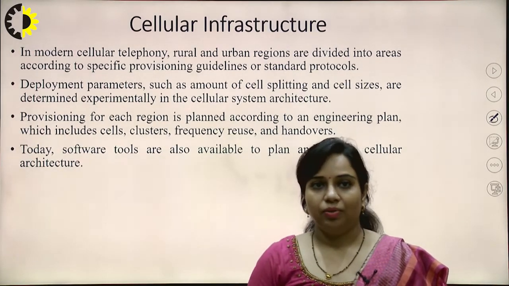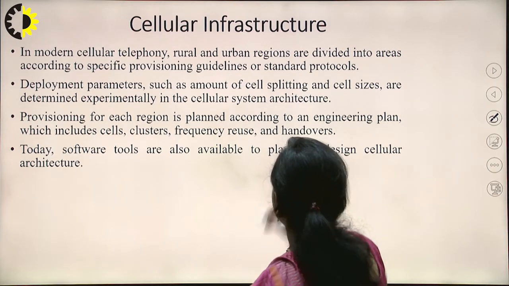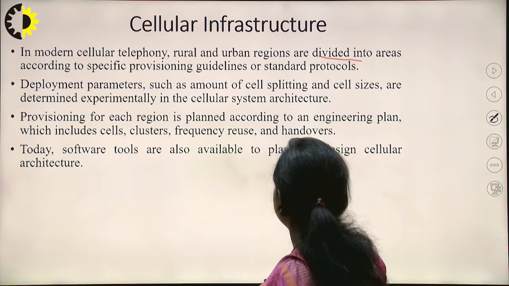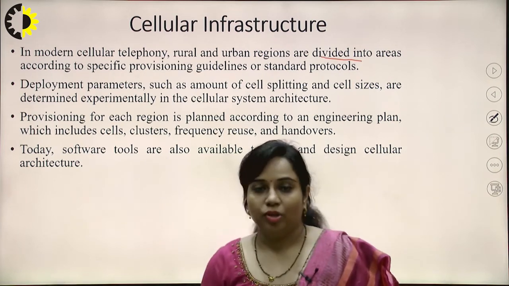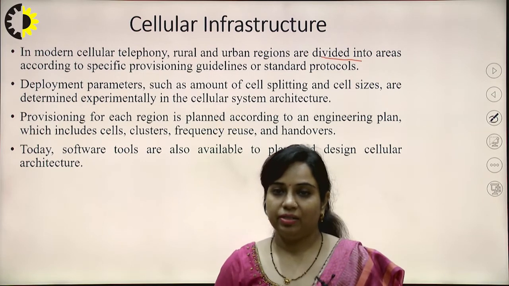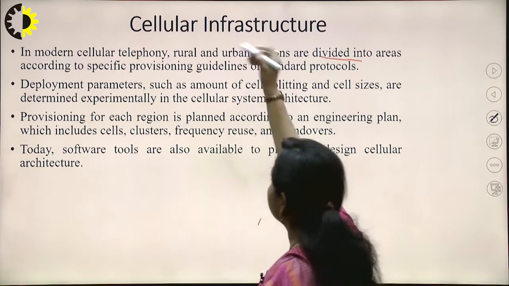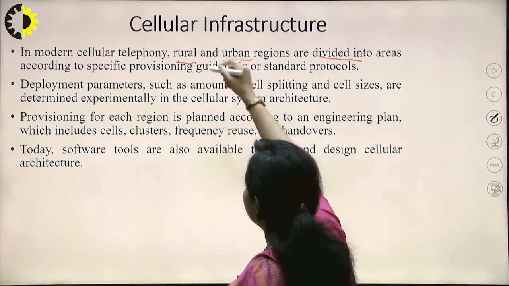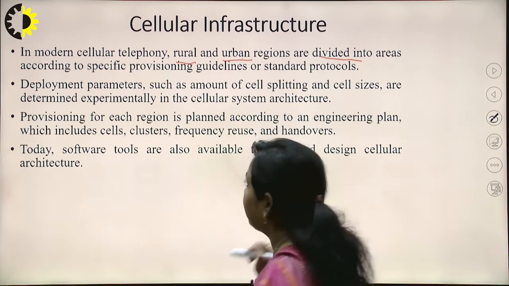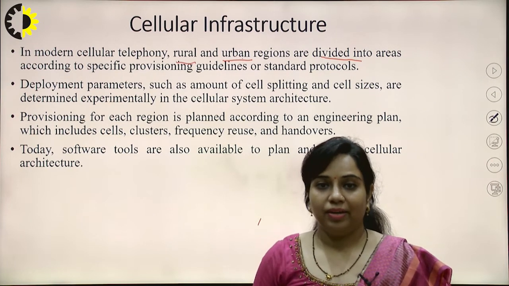Now, next is the cellular infrastructure. In modern cellular telephony, rural or urban regions are divided into areas according to specific provisioning guidelines or standard protocols. The first thing is that any geographical area is divided depending on its population. That's why the two terms, rural and urban, are used. The population in a rural area is less compared to an urban area. This is how the geographical area is divided.